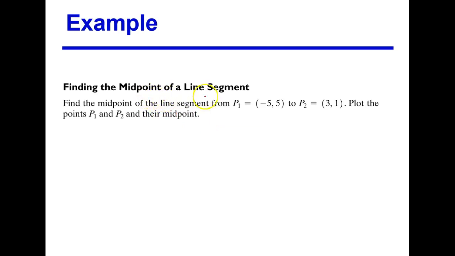So let's look at an example here. So here we're going to be finding the midpoint of a line segment. So here I have a segment with point 1 at (-5, 5) and point 2 at (3, 1), and then plot them and their midpoint. So first I generally always just plot my points, right? And this does not always have to be super pretty. So I know it's going to be at (-5, 5). There's one point. And my second point was at (3, 1). Okay, so there's my second point.